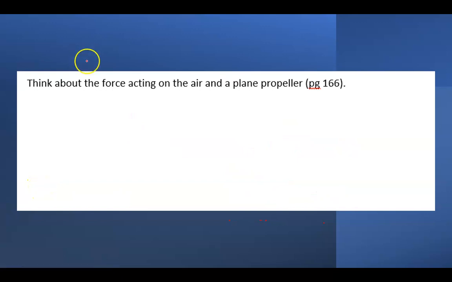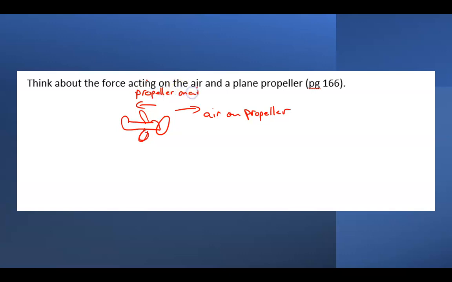Thinking about the forces acting on a propeller, if we have a plane with a propeller, we'll put some wings on this. It's not great, but the air on propeller force actually is going to cause the propeller to push on the air, and that's going to actually cause the plane to move forward overall.